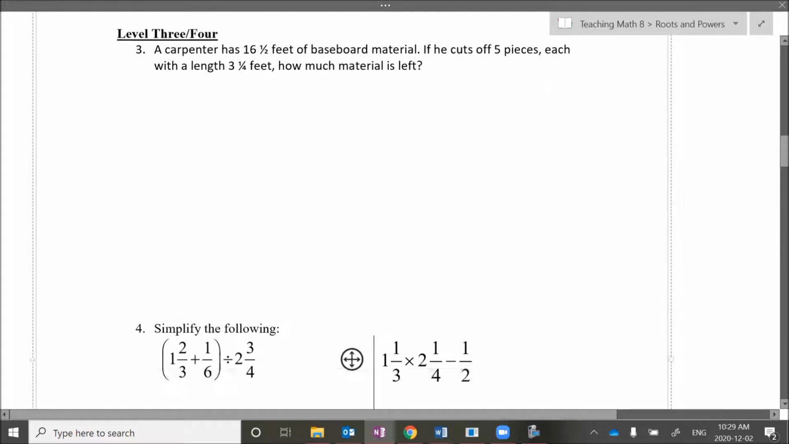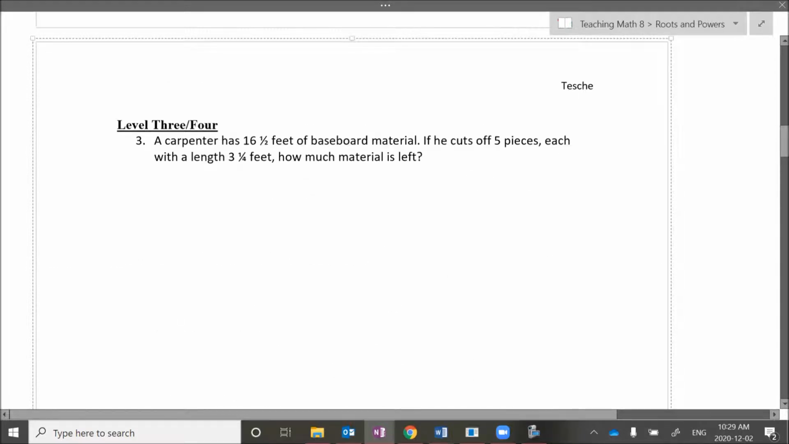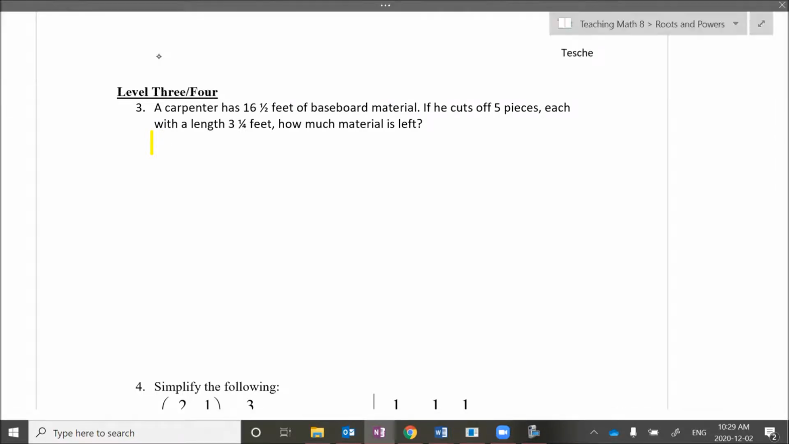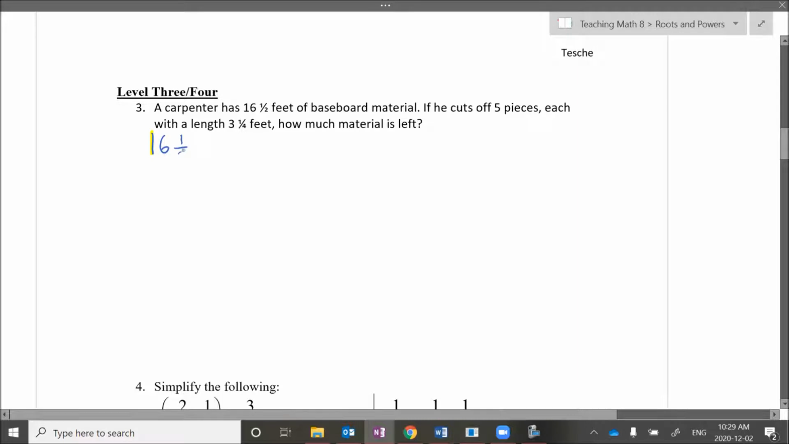I do want to go over the Carpenter question. There's a few different ways kids were solving it. I think the easiest way is to set up a general equation. So if I have in total 16.5 feet of material, I'm taking off 5 pieces, each that are 3¼ feet long. So that would be my general equation to see how much is left.